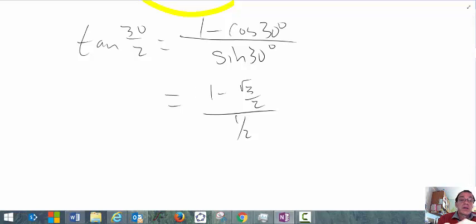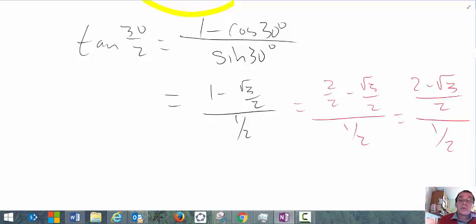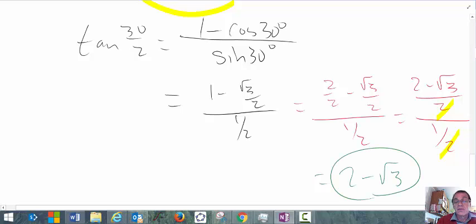I think we can do that. Can't we change this to 2 over 2? So we're going to end up with 2 over 2 minus root 3 over 2 over 1/2, which is 2 minus root 3 over 2 over 1/2. And as we've discovered before through copy dot flip, these halves cancel, and our answer is 2 minus root 3. That looks like a familiar answer.